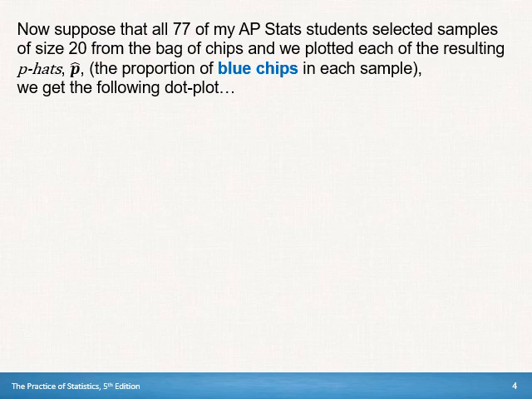Okay, so let's assume that I've done exactly that. I've asked all 77 of my AP Statistics students to select a random sample of 20 chips out of the bag. Then I ask everybody for their p hat. Remember that p hat looks a lot like y hat, the predicted y value back when we were dealing with scatter plots. But here, this P with a little hat above it is the symbol we use for the proportion of a sample. So I go around the room and ask for everyone's p hat. What was the proportion of blue chips in your sample of size 20?